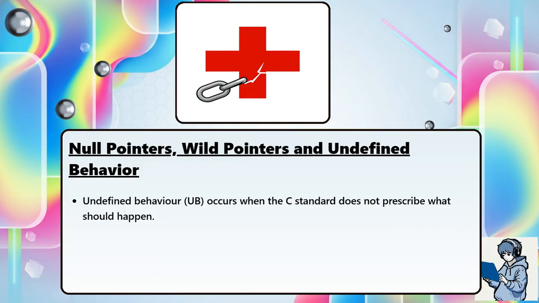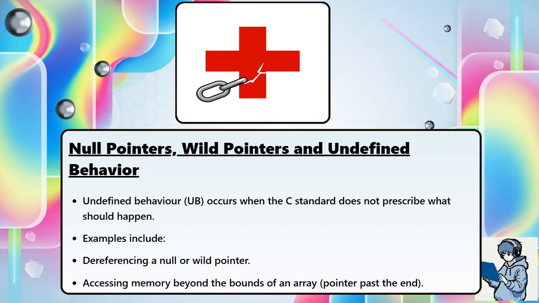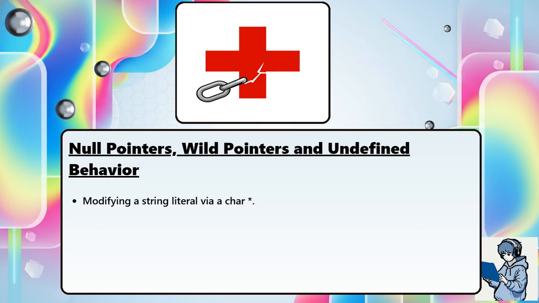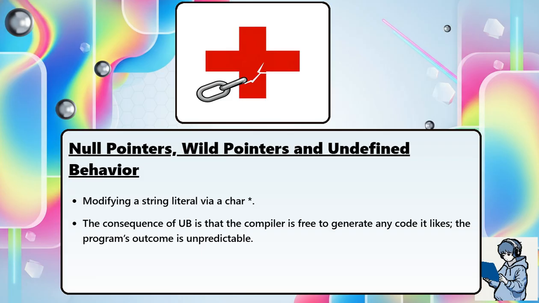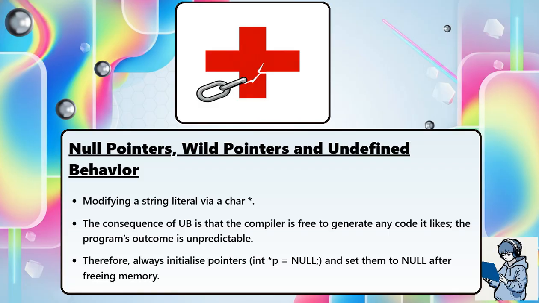Undefined behavior, abbreviation UB, occurs when the C standard does not prescribe what should happen. Examples include dereferencing a null or wild pointer, accessing memory beyond the bounds of an array, pointer past the end, modifying a string literal via char star. The consequence of undefined behavior is that the compiler is free to generate any code it likes. The program's outcome is unpredictable. Therefore, always initialize pointers, for example int *p = NULL, and set them to NULL after freeing memory.